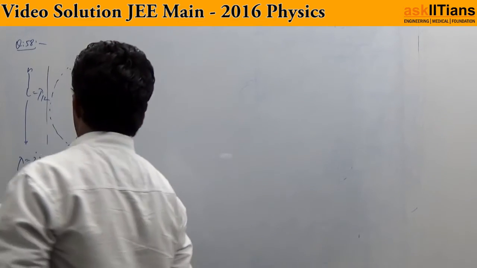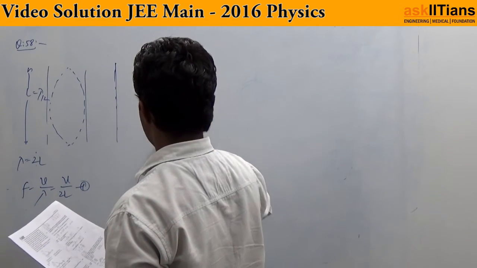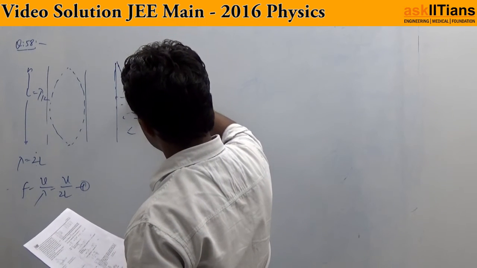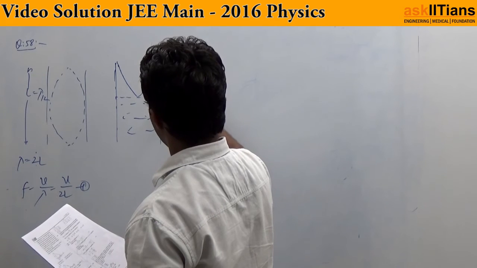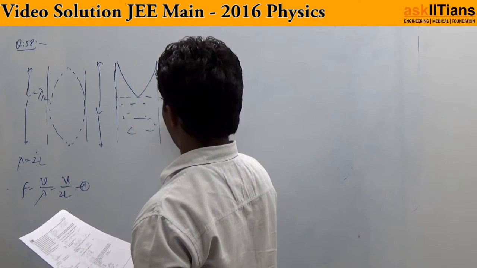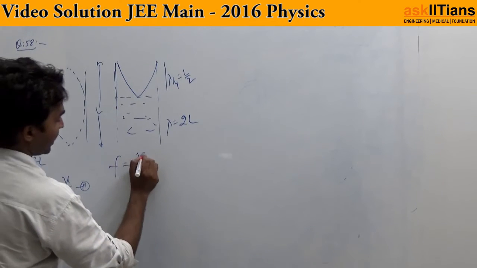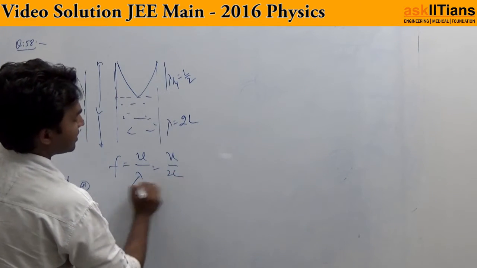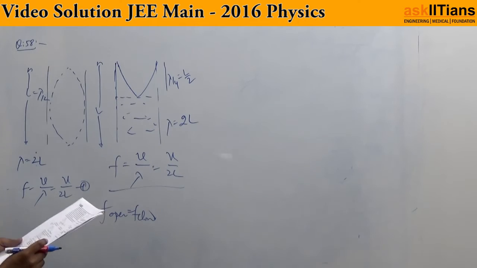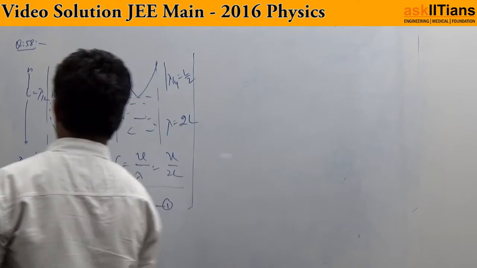Next part. If we dip this in water, what happens? This will behave as a closed pipe. So this part is actually lambda by 4, that is equal to L by 2, since the initial length was L. So we are getting lambda again twice of L. So F is equal to V by lambda, that is V by 2L. No change in frequency. So F open is equal to F closed. That matches with option 1. Easy question in JEE.